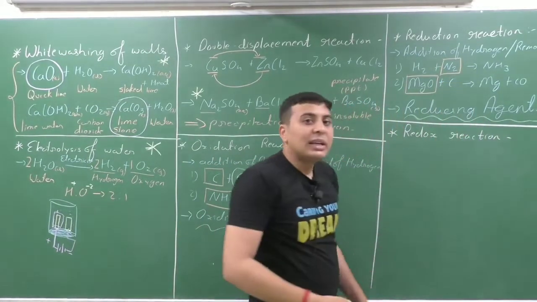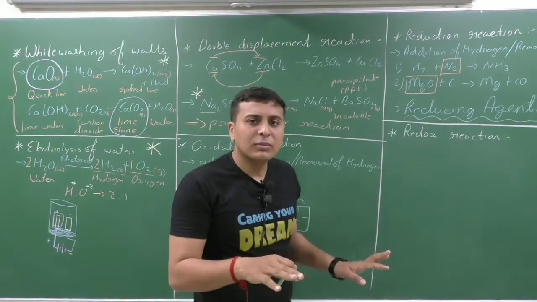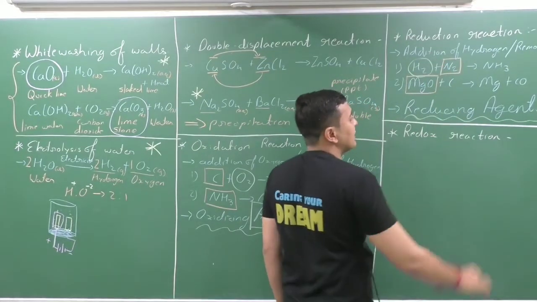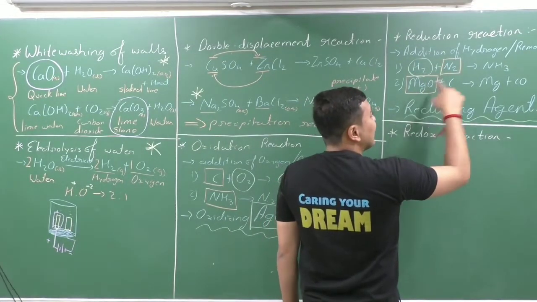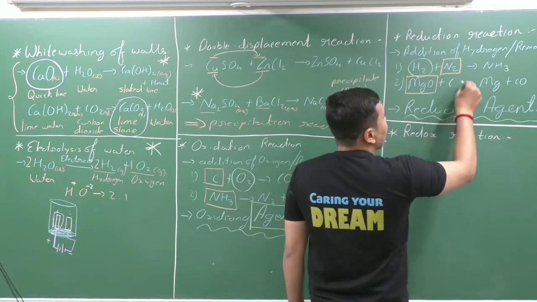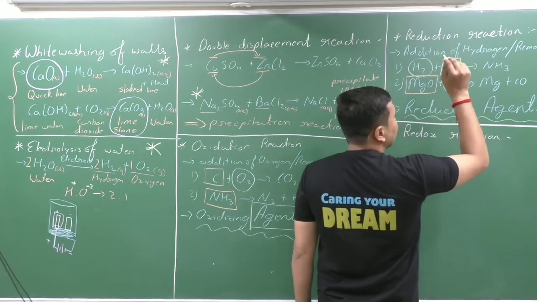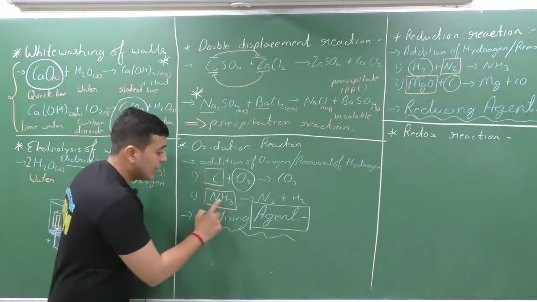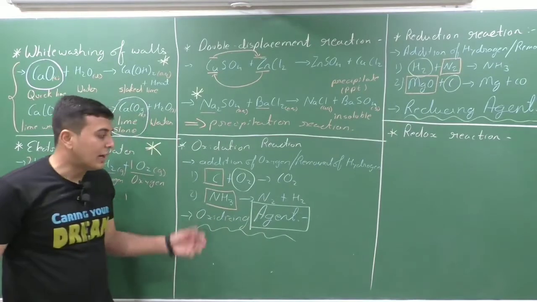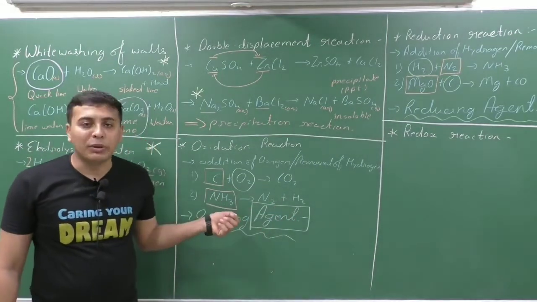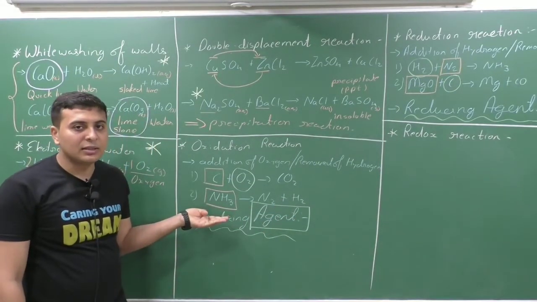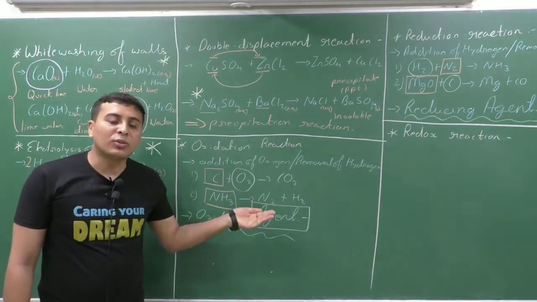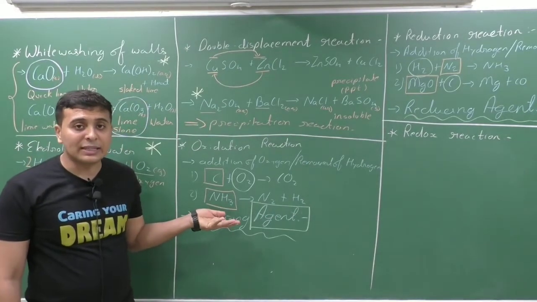Does nitrogen get reduced on its own? No. But because of hydrogen, so hydrogen is known as the reducing agent. Does magnesium oxide get reduced on its own? No. But because of carbon, so carbon is a reducing agent. Here nitrogen does not get oxidized by any of the compounds, so there is an absence of oxidizing agent.